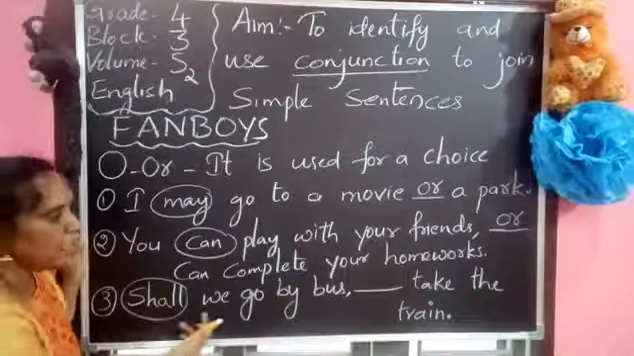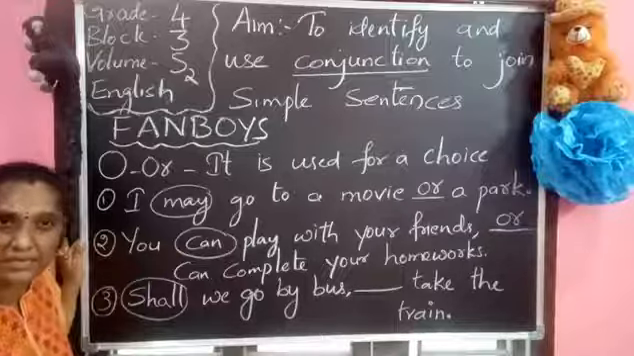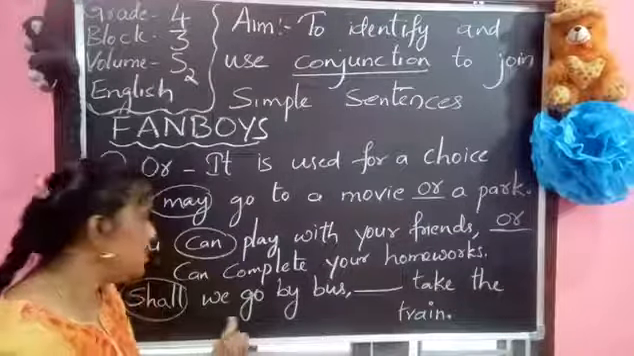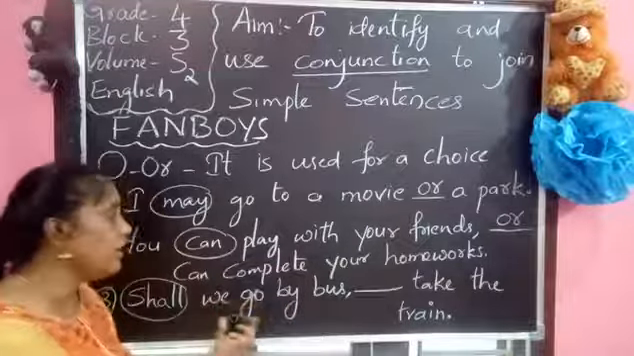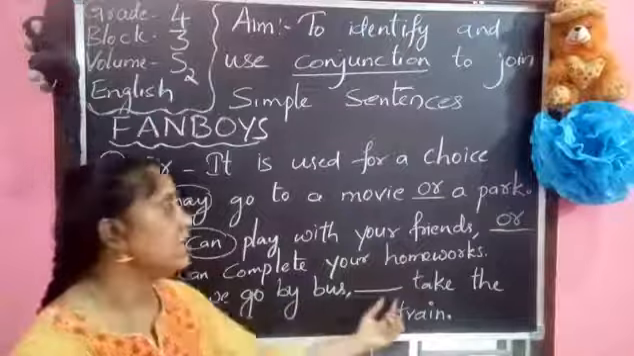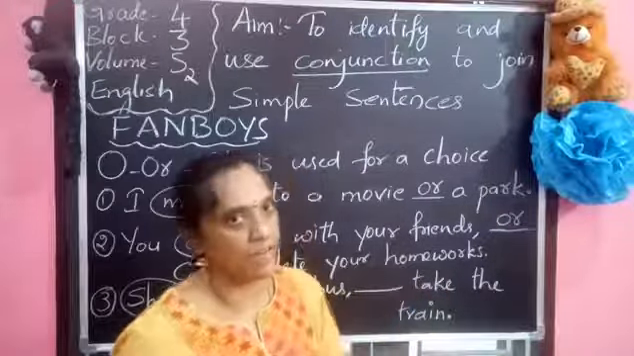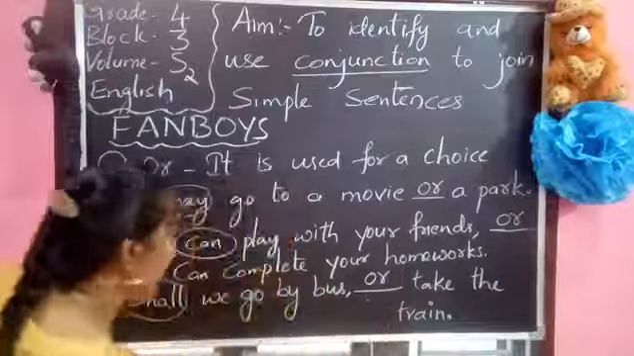Next. Shall we go by bus? They are requesting us. Shall we go by bus? Means they are asking, can we? Or both of us. Shall we go by bus? Take the train. So two choices. They can go by bus or they can take the train. So we use or. So there is a choice in asking.